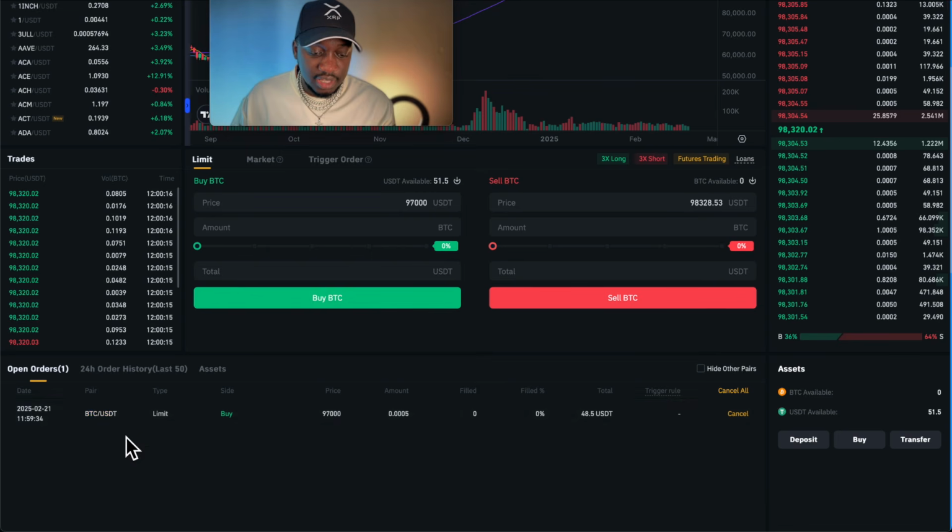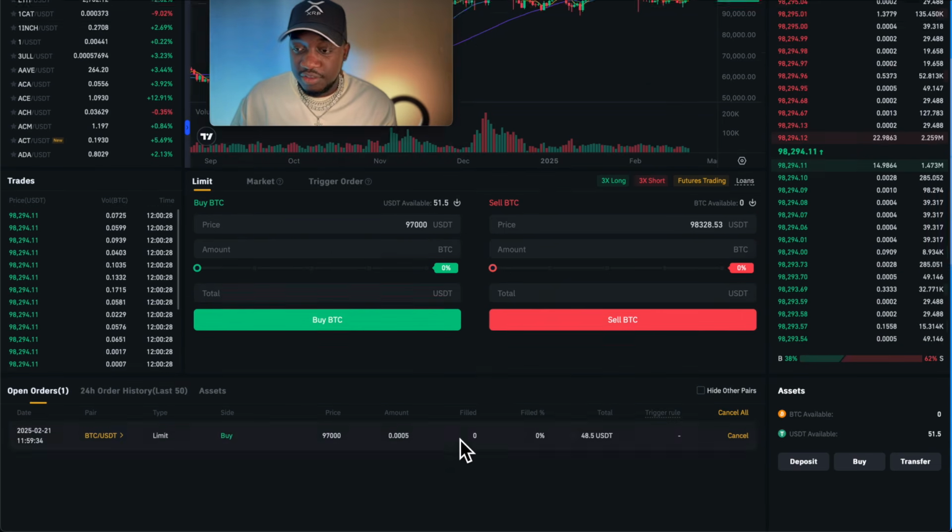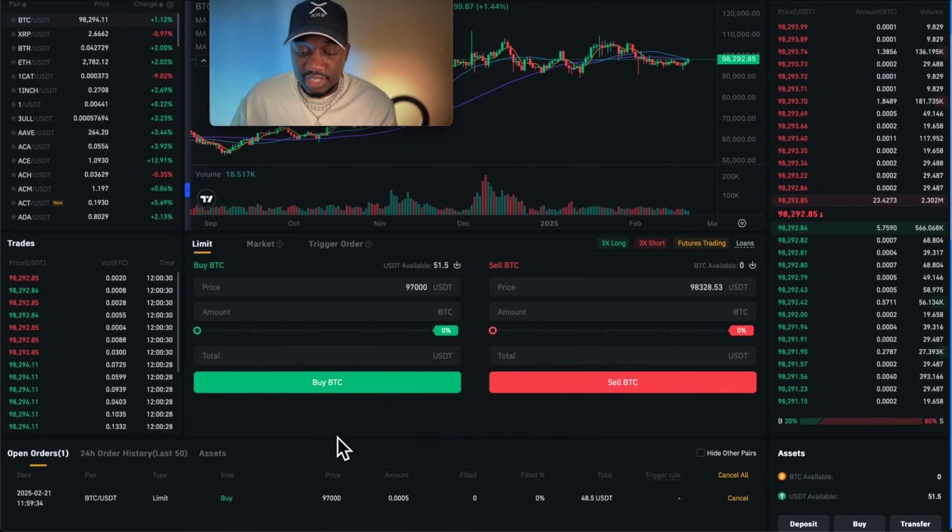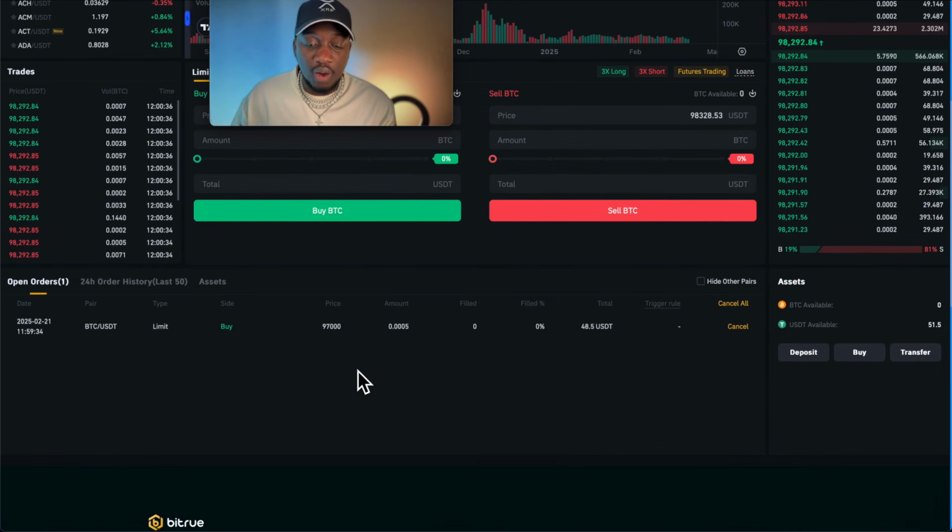You can see the date, and it's BTC to USDT. The order type is limit, and we're buying BTC. And this is the price that we're buying at, meaning that if the price of Bitcoin drops to 97,000 from 98,292, our order is going to get executed, and we're going to have this amount of BTC in our wallet. Right here you can see the amount of Bitcoin that has been filled, and also the percentage, and this order has cost us at least 48 USD. So we're spending 48 USD to get this amount of BTC.